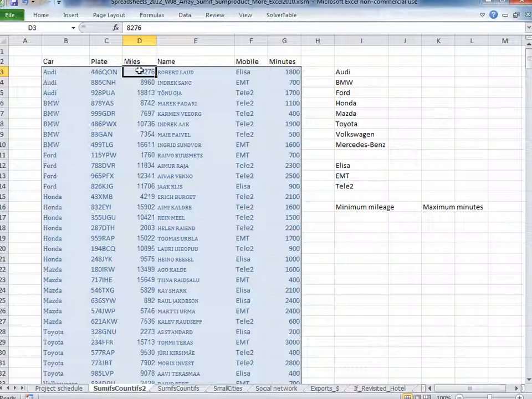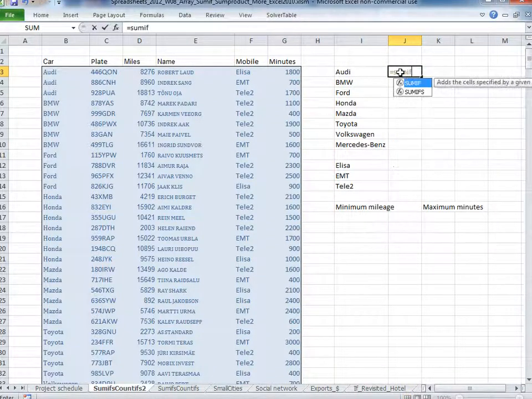And they are using three companies, Elisa, EMT, and Tele2. And they've spoken for a different number of minutes. So what we want to know is, how big are the sums and averages of all companies, both for cars and mobile phones? So let's begin by counting all the miles for Audis. Let's write equals SUMIFS, parentheses begin.